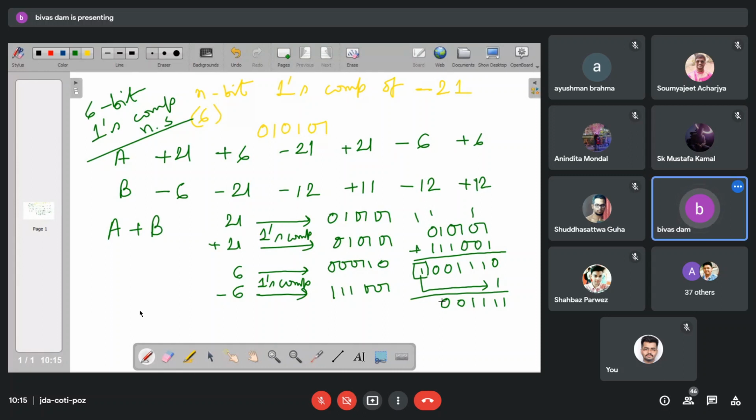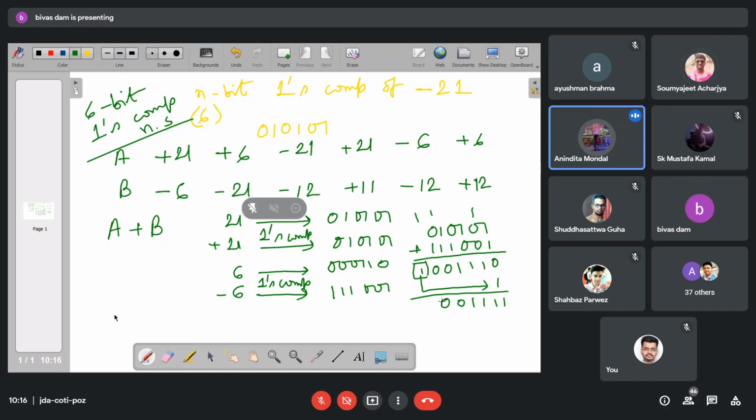Now, what is the next step? Remember, if the requirement is to give the answer in binary, that's the result. But as the original operands are given in decimal, you are required to give the final answer in decimal only. So from there, I have to find out what is the actual decimal result. What is the next step? Convert this to decimal.